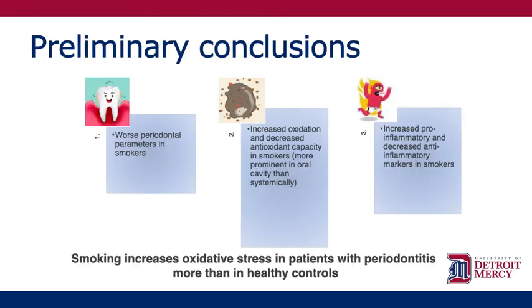Preliminary conclusions based on the 6 selected studies showed that periodontal disease is worse in smokers than non-smokers. Not only that, but another conclusion was that there is an increase in oxidation and decrease in antioxidant capacity in smokers versus non-smokers, mostly in the oral cavity rather than systemically. Lastly, pro-inflammatory markers were increased and anti-inflammatory markers were decreased in smokers versus non-smokers. Therefore, we can conclude that smoking increases oxidative stress in patients with periodontitis more than in healthy controls.